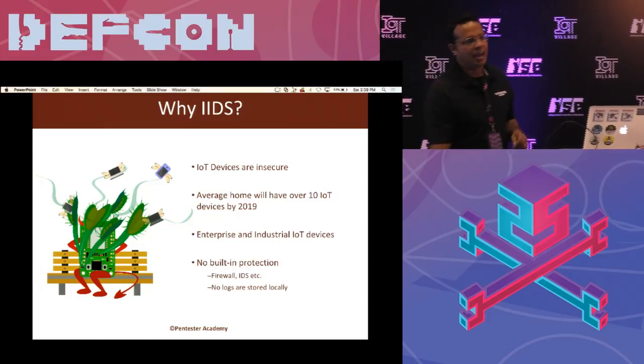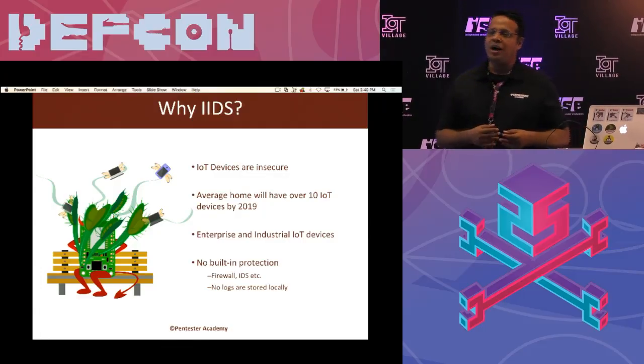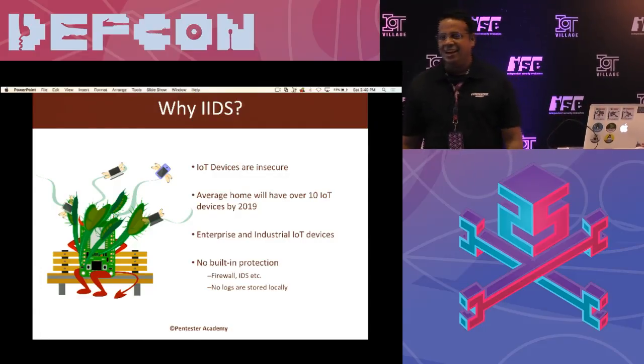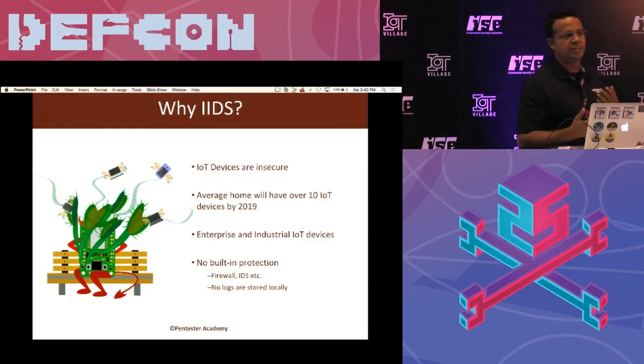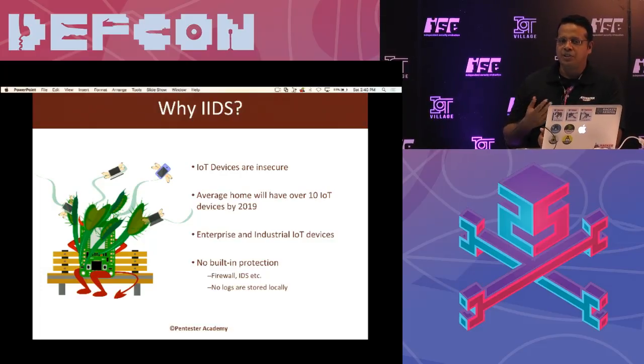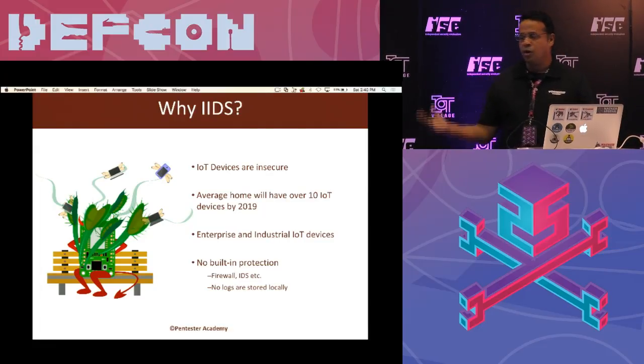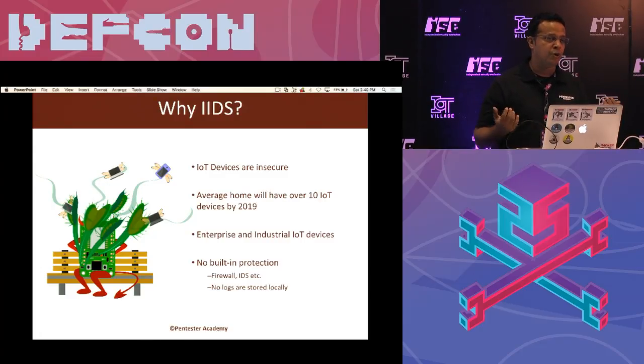So why an IoT IDS? We all know how secure IoT devices are, right? When I actually looked at the problem for the last 6 months, what I was trying to do is come up with a solution where we could monitor IoT devices on the network and see if we can create an intrusion detection and then a prevention system. As a lot of people have predicted, an average home will have 10 or more devices. Of course, you have industrial IoT and enterprise IoT devices as well.